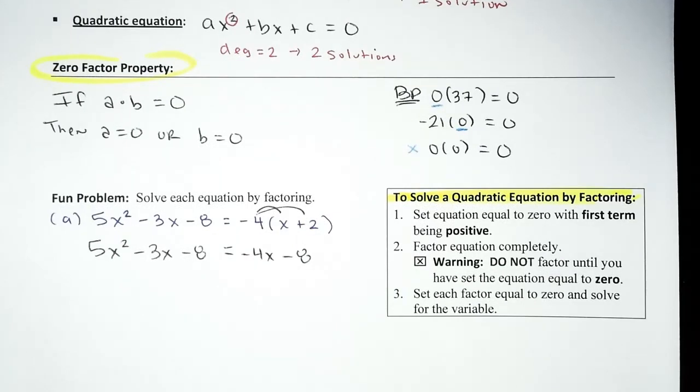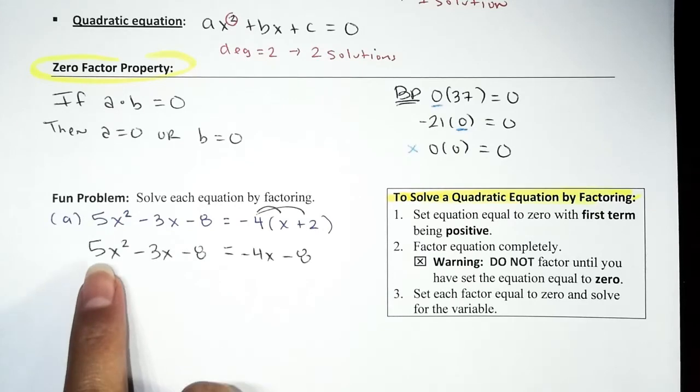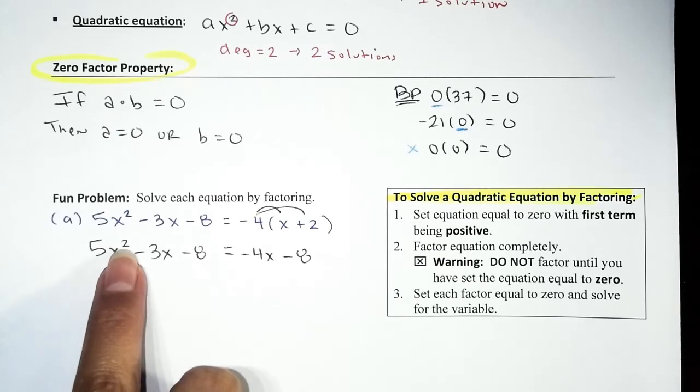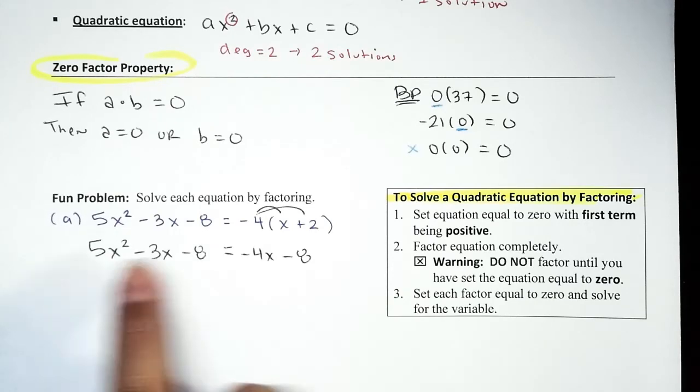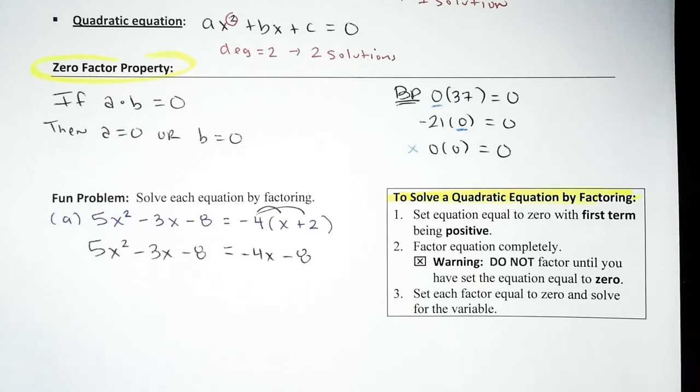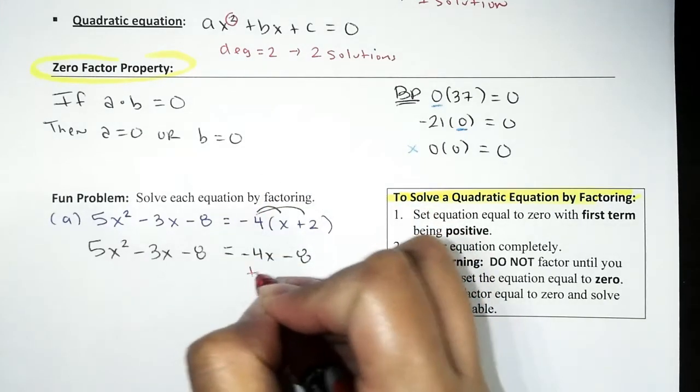Step number 1, write it in standard form. In English, set it equal to 0. I don't really care where the 0 stands, just make sure one side equals 0. For me, I'm going to focus on the biggest exponent, which is 2. The leading coefficient is positive, so I want it to stay positive. For that reason, we're going to shift those terms to the left. To move the 4x, let's add it to both sides.